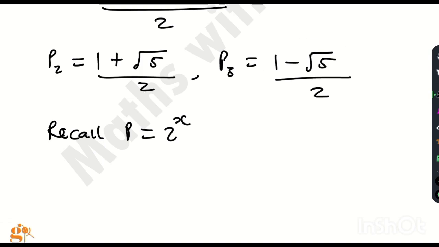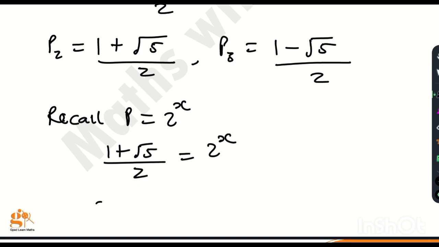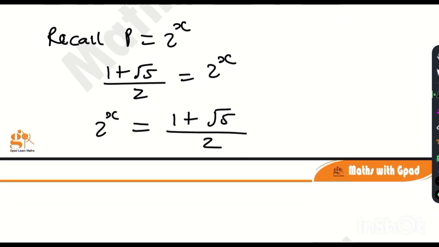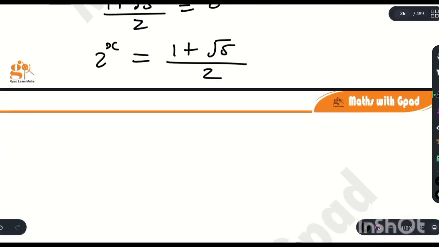So the only value of p that we can use is this one here, 1 plus the square root of 5 over 2, which is equal to 2 raised to power x. Now let me just rewrite this as 2 raised to power x is equal to 1 plus the square root of 5 all divided by 2. So since I'm trying to get the value of x, I am going to take the logarithm of both sides. Let's take the logarithm of both sides.